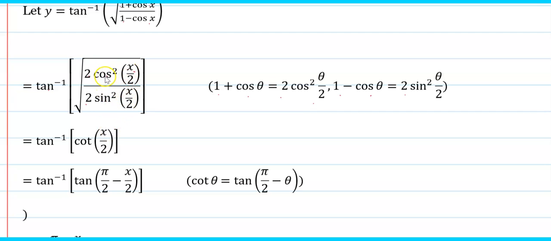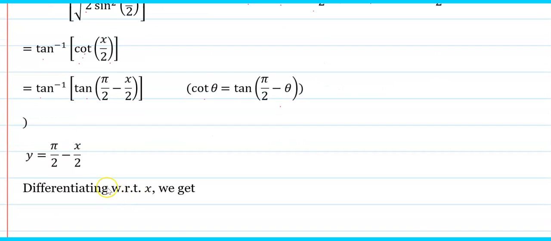Therefore, here cot square x by 2 means cot of x by 2. Replace theta by x. Now again here, tan inverse of cot of x by 2. Convert this cot in terms of tan. Therefore, here you will get tan inverse of tan of pi by 2 minus x by 2. Tan inverse of tan theta is theta, which means pi by 2 minus x by 2.